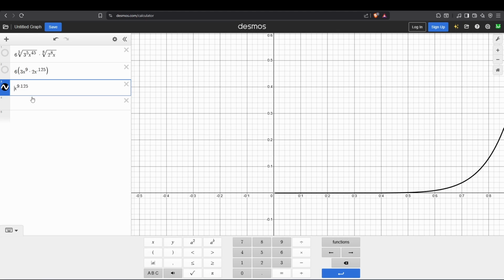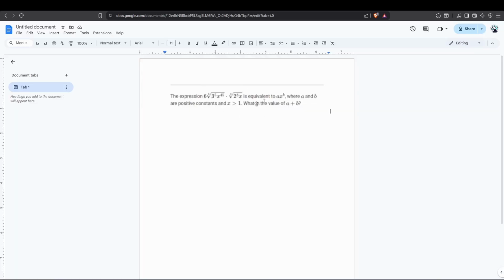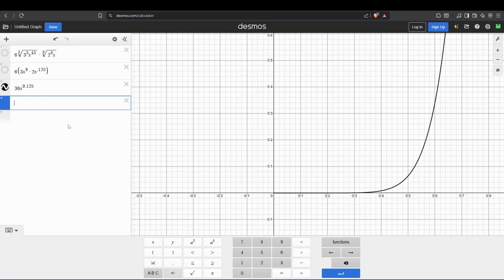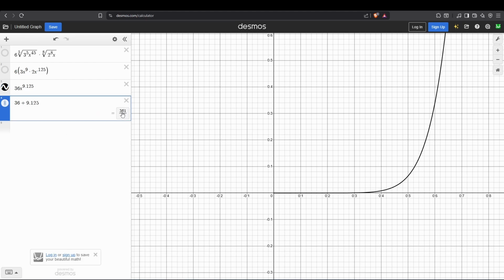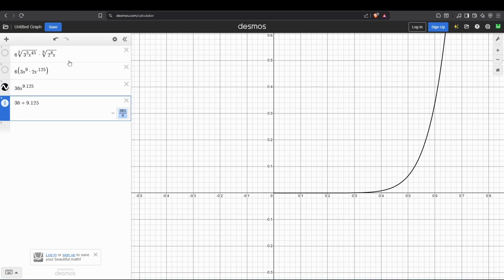And that gets us 6 times 6, which is 36, times x to the 9.125. So now if we look at the original equation, what is the value of a plus b? It is 36 plus 9.125, which is 45.125, or 361 over 8, which, if you saw my short, is the correct answer. So that's method 1 of solving it, which is algebraically.